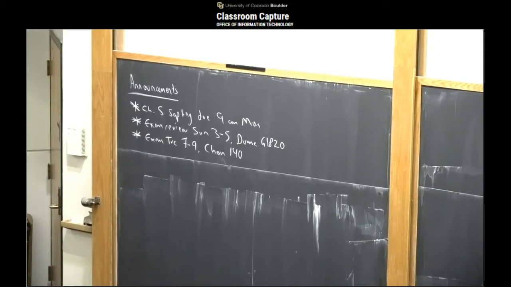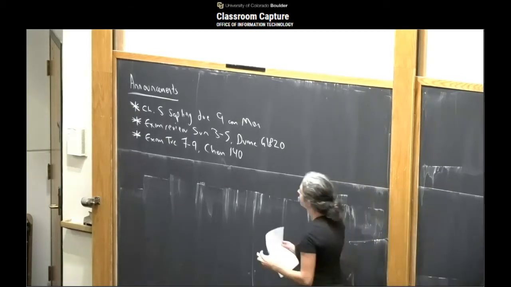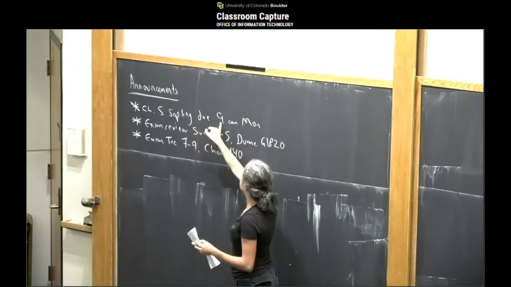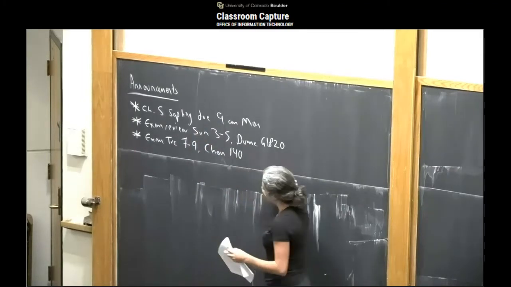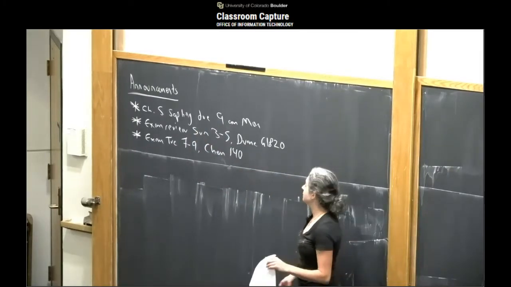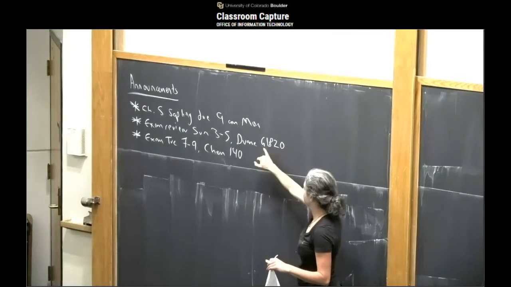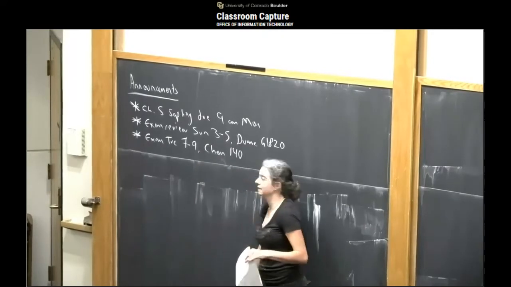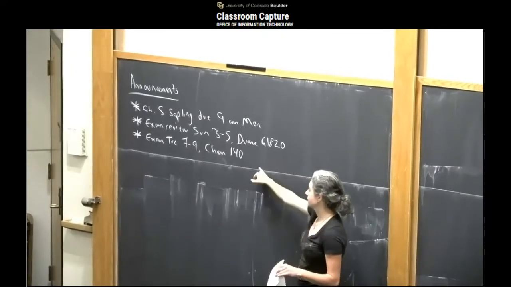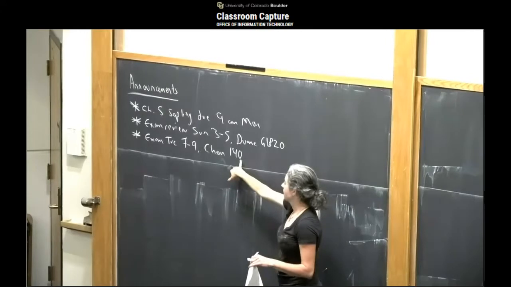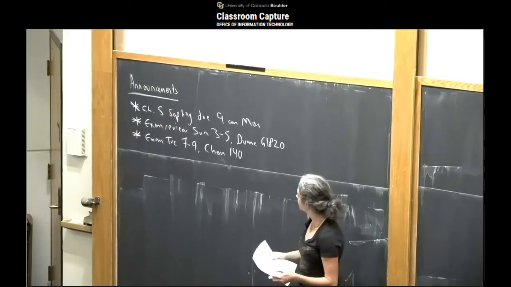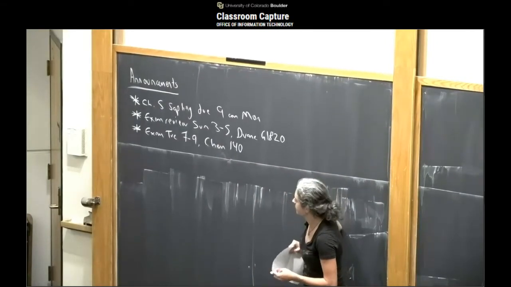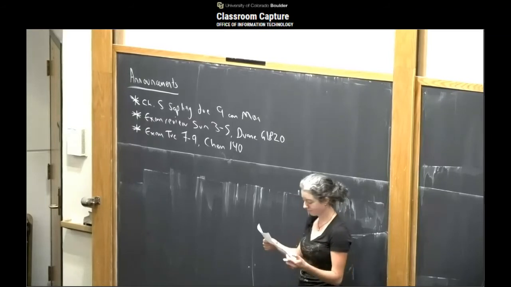Okay, so today's announcement, same as last time. Chapter 5 Sapling is due 9 a.m. on Monday. And then this weekend, we have the exam review on Sunday afternoon, 3 to 5 p.m. in Duane G1B20. And the exam is coming up Tuesday, 7 to 9 in Chem 140. That'll cover up through the end of Chapter 6. I may get a little bit into Chapter 7 on Monday, but that won't be on the exam.